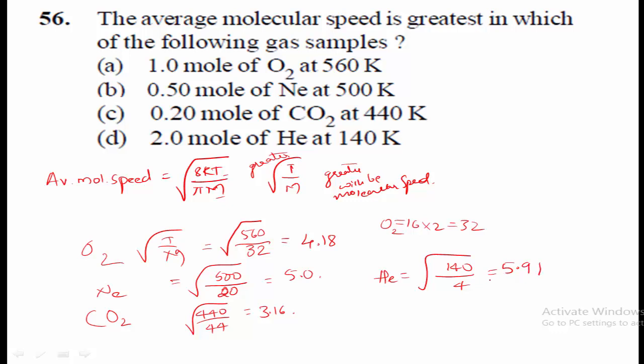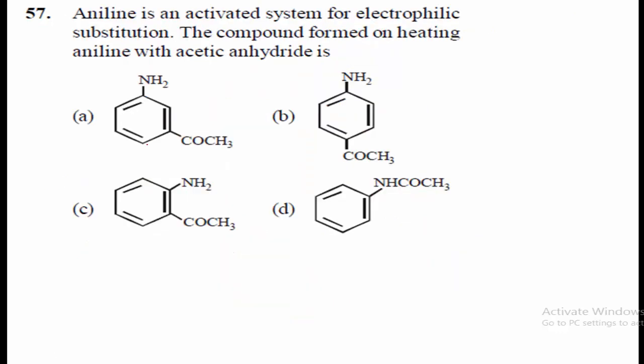So which option is right? Which one is having more value here? Root T by M: 4.18, 5.0, 3.16, 5.91. So this value is very high, and hence its average molecular speed is greatest among these gas samples. So option D is the right one. Next, 57th.